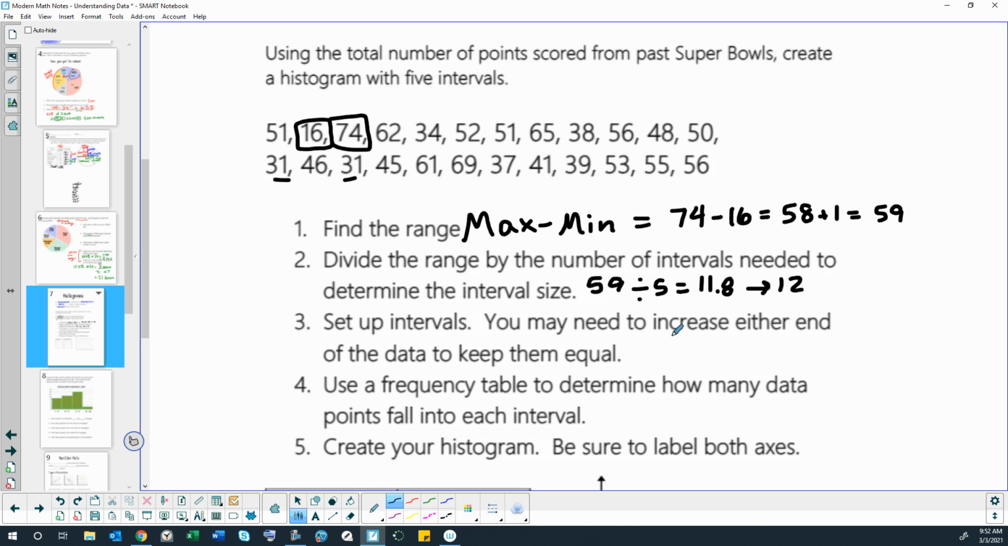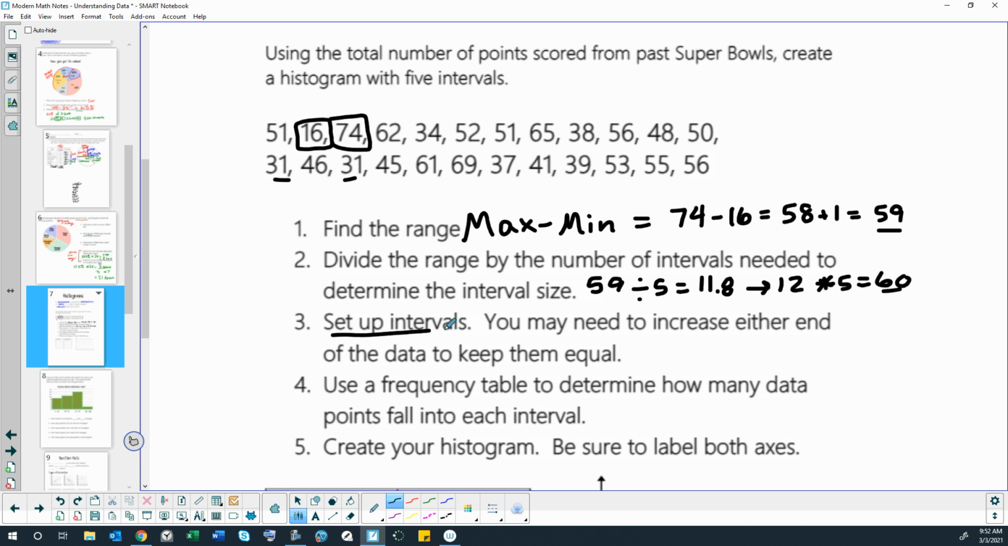Okay, because we're going to round that up to 12, and 12 times 5 is 60, and we only need 59, that means we have an extra number. So that means we either need to start at 15 or end at 75. Would you rather start at 16 and end at 75, or start at 15 and end at 74? We just needed 1 extra in order for it to fit. It doesn't matter where we add it on.